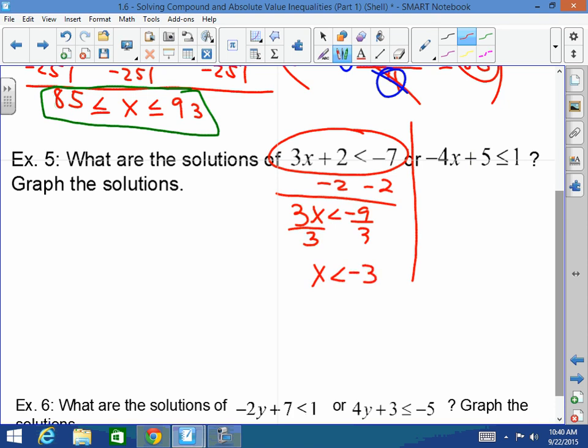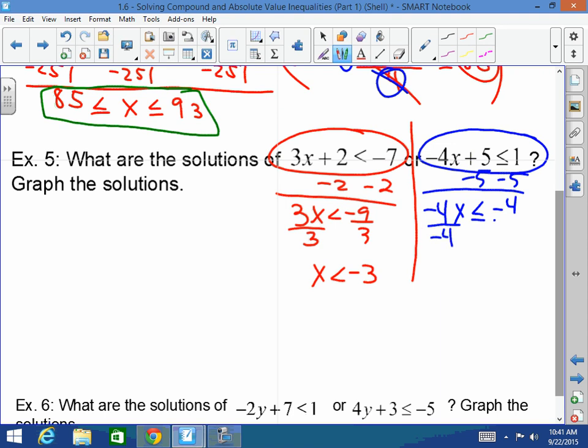I caught somebody. Someone said yes. No. You only flip the sign when you multiply or divide by a negative, not to a negative. Then let's go ahead and solve this guy. Subtract 5 to both sides. Negative 4x is less than or equal to negative 4. Divide by negative 4. Now I flip the sign because I divided by a negative. So my answers are x is less than negative 3 and x is greater than or equal to 1.